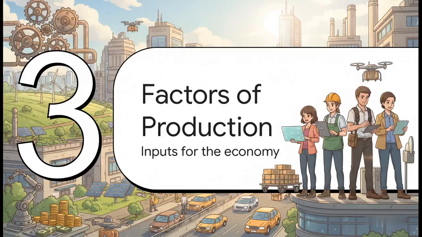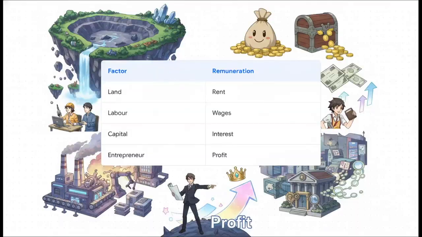Part 3. The factors of production. Now that we understand how things flow over time, we really need to know what actually generates the production in our city in the first place. To produce absolutely anything in our bustling anime metropolis, you need inputs. We call these the factors of production, and every single one maps directly to a specific type of income, which we call remuneration. First up is land, which covers all natural resources, minerals, forests, water, and the income earned from it is called rent.